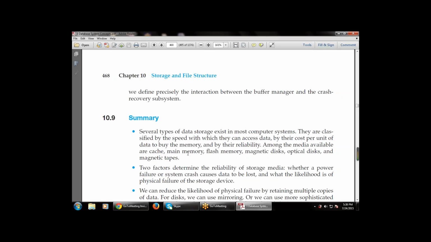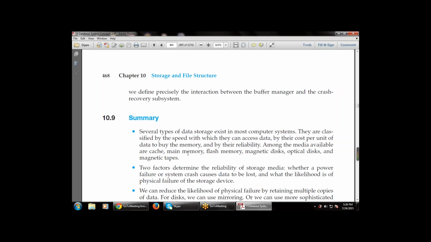The first point says several types of data exist in most computer systems. That is, there is multiple data available in most computer systems. They are classified by their speed and by their cost. Among the media available are the cache, main memory, flash memory, magnetic disk, optical disk, and magnetic tapes. That is, among the various media available, there are multiple devices, known as the main memory device, magnetic disk, optical disk, and magnetic tape.